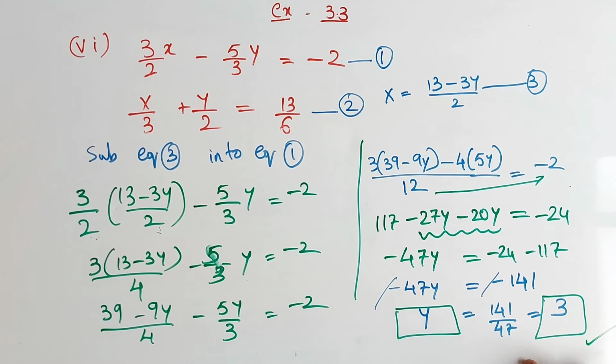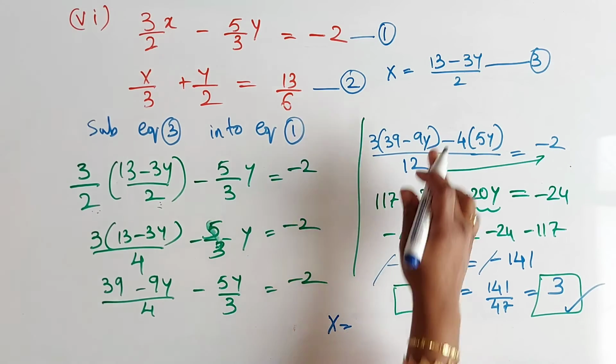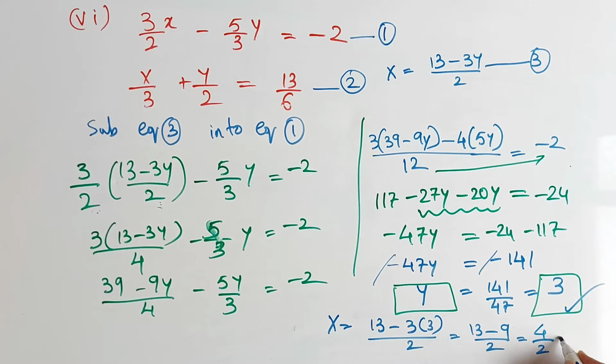Now substitute the y value into this third equation so that we will get the x value. Now write x equal to (13 minus 3y) divided by 2. What is the y value? 3. 13 minus 3 3s are 9, by 2. 13 minus 9 is 4. 4 by 2 is 2. Now the x value is 2, children, and the y value is 3.